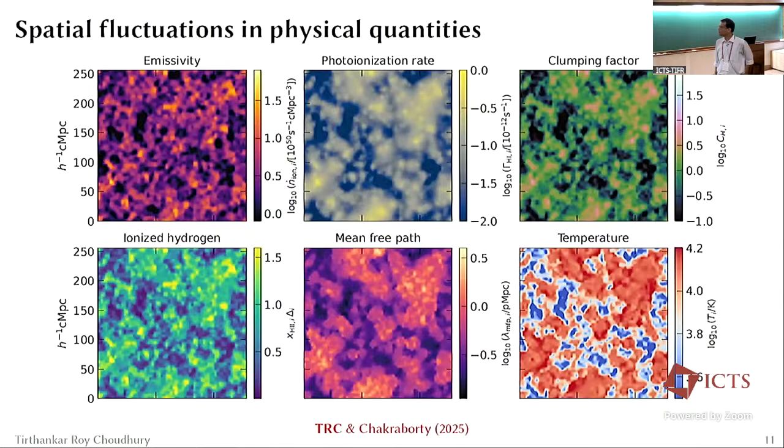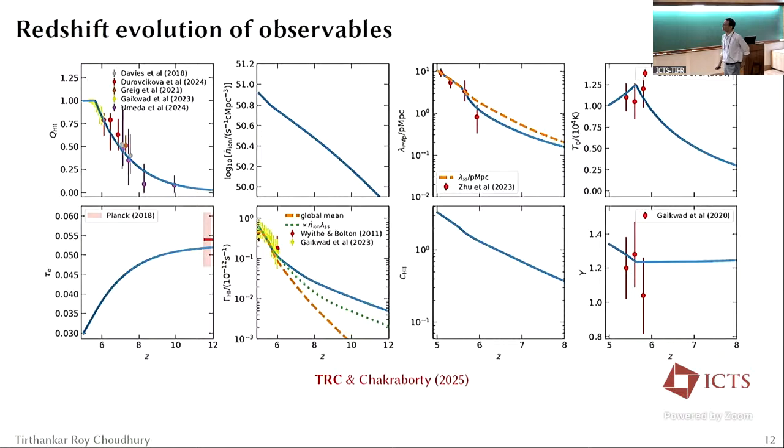Because of all this modeling, the spatial fluctuations of various quantities get correlated. So in the same box, we will have emissivity fluctuations, which will be related to photoionization rate, the number of recombinations, mean free path, temperature, and so on. It just comes out from the model. And then you can go ahead and model the redshift evolution of a wide range of observables. Of course, it matches the observations because we fitted the parameters to match them, but it was good to see that we have a set of parameters which match all the relevant observations which we were talking about.